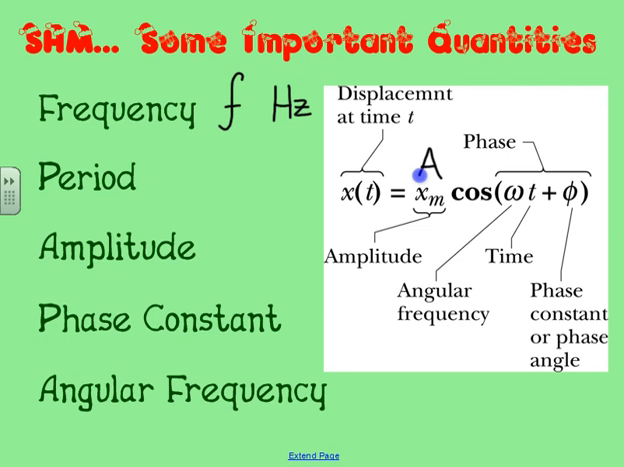The period does not appear in this equation, but it is related to some of the quantities here. It's represented by the capital letter T, and it is measured in seconds. The relationship between period and frequency is that the period equals 1 over the frequency. The angular frequency, omega, is also related to the linear frequency, in that it is 2 pi times the linear frequency.